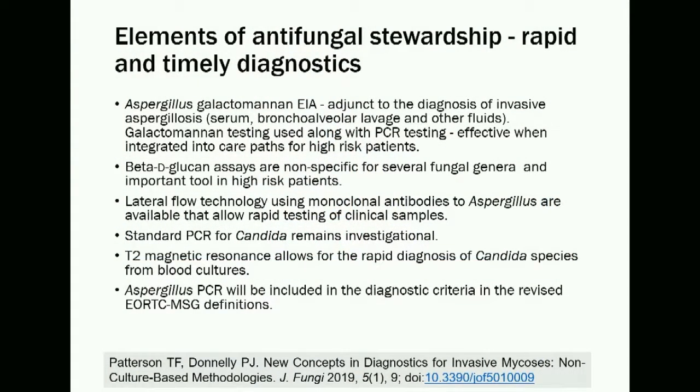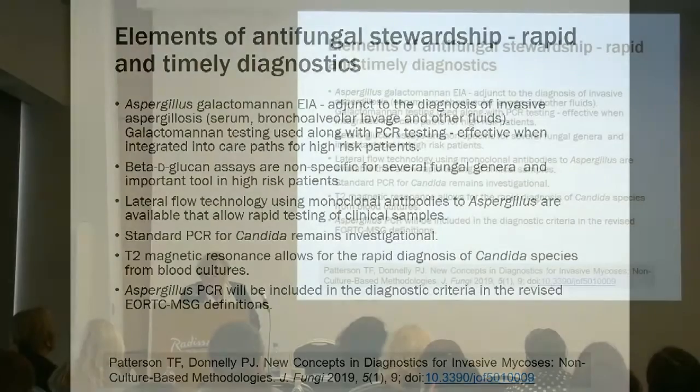rapid and timely diagnostics. I think that galactomannan is used everywhere. And it is really a useful test, but it is best if we use it serially, not just once. And if we combine it with PCR testing, or when it is integrated in care paths for the patients. Also, beta-D-glucan is useful, but is non-specific, although in pneumocystis it is a really very, very good tool.